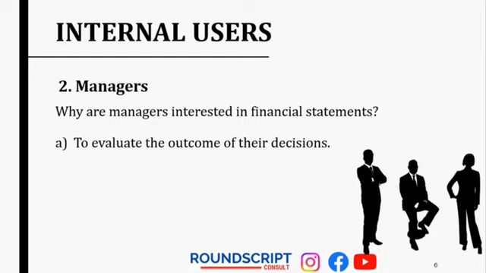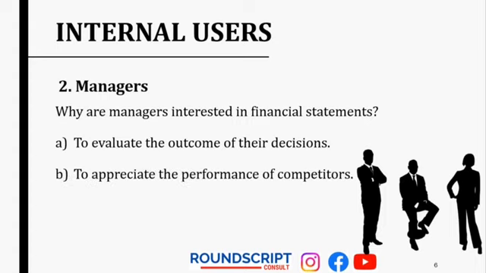Now, the managers for business need accounting information to evaluate the outcome of their own decisions. Now, the second reason why managers might require accounting information is to appreciate the performance of competitors. By analyzing their own performance, they are able to peg it against the financial information or the accounting information of other competitors to run a comparative analysis and see if they are performing or not.